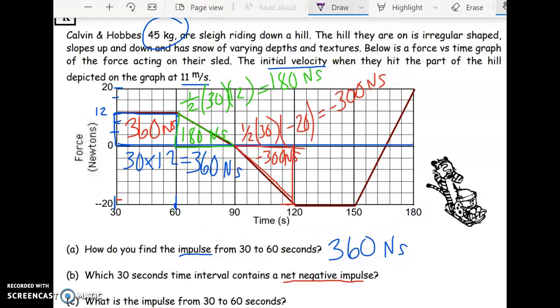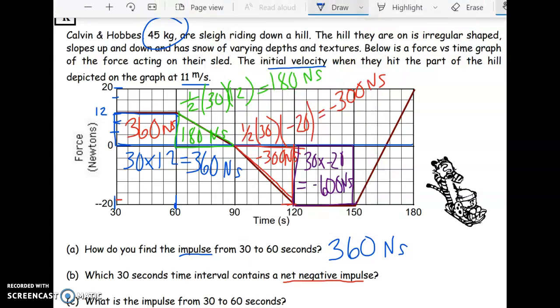All right, for the next part of our graph, from 120 seconds to 150 seconds, we have a square. So we need to find the area, base times height. That's going to be 30 times our height, which is our force, again the -20. So this is going to give us -600 newton seconds.